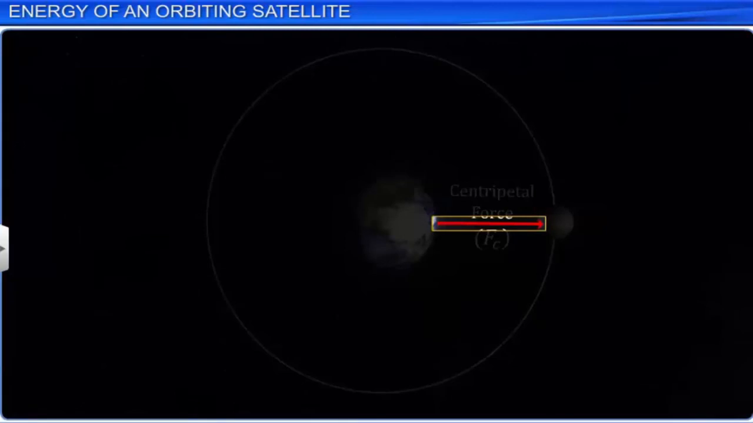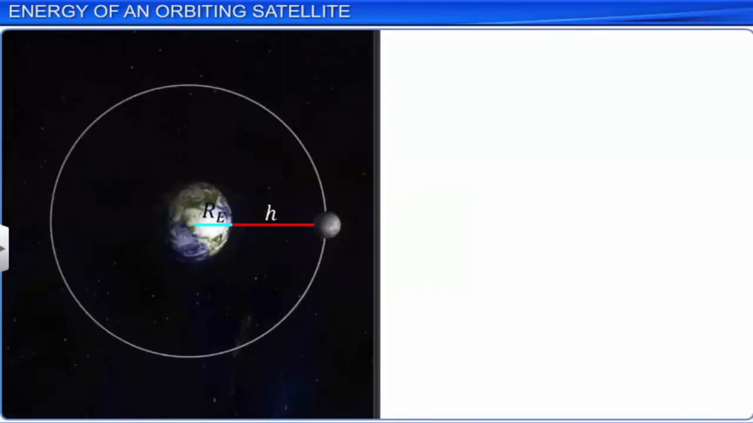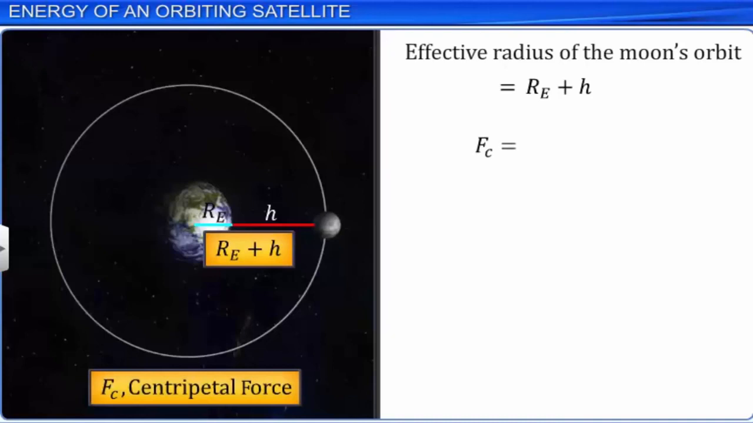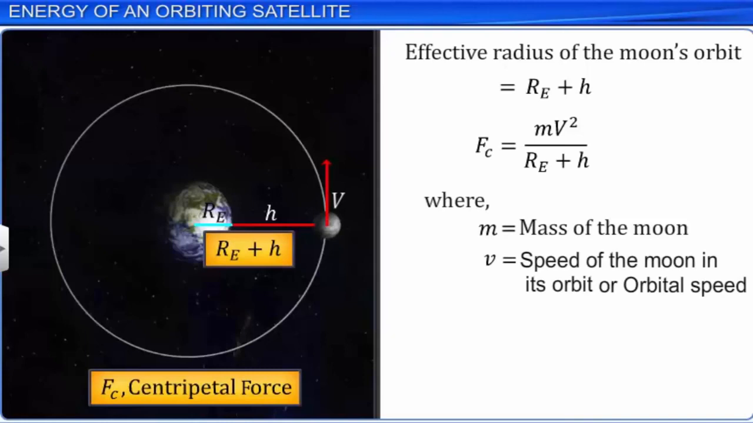Now, consider the height of the Moon from the surface of the Earth as h and R_E as the radius of the Earth. Then, the effective radius of the Moon's orbit is R_E plus h. The centripetal force on the Moon is expressed as F_c is equal to m v square by R_E plus h, where m is the mass of the Moon and v is the speed of the Moon in its orbit. The speed of the Moon in its orbit is also referred to as orbital speed. Let this expression be equation 1.